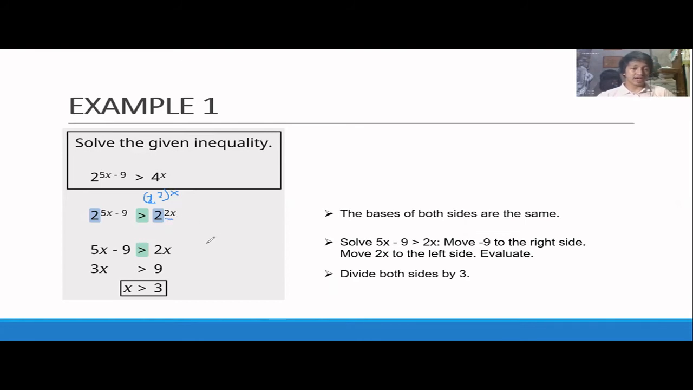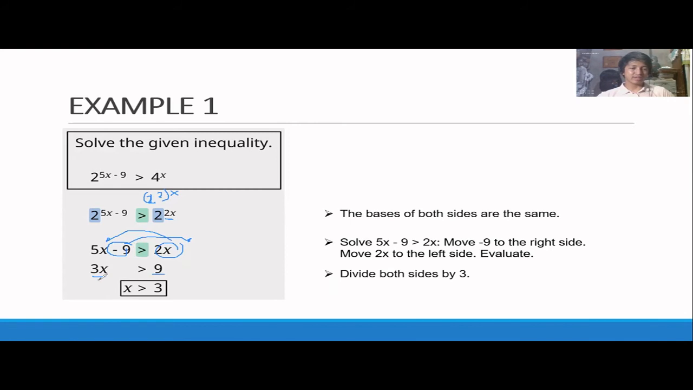And then after that, ayan. So we solve for 5x minus 9 is greater than 2x. So we are going to move negative 9 to the right side, move 2x to the left side, and then we evaluate. So dito, negative 9 to the right side, yung 2x, lipat natin sa kabila. So 5x, so again, positive 2x, pag nag-move, magiging negative, or get the opposite sign. So 5x minus 2x is 3x, and then yung negative 9, we move, so nagiging positive 9.